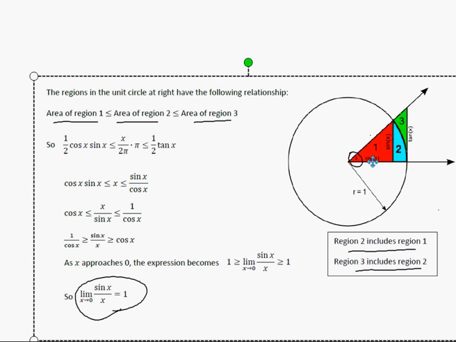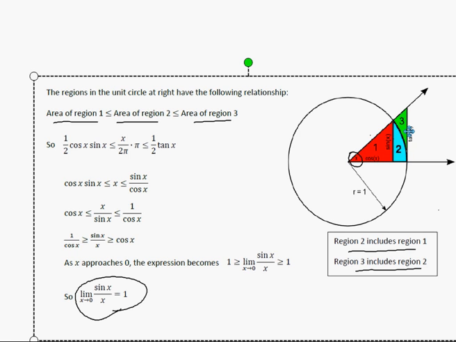And in the same way, sorry, that was opposite. I meant opposite side all that time. Sine is opposite side over hypotenuse. Cosine is adjacent over hypotenuse. So in the same way, this is cosine of x. And out here we have a bigger triangle that forms region 3.